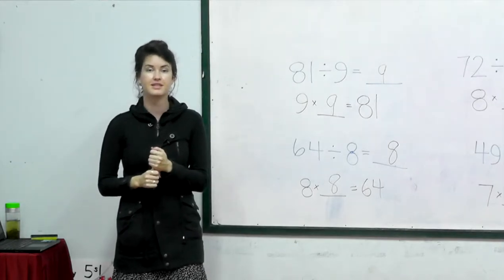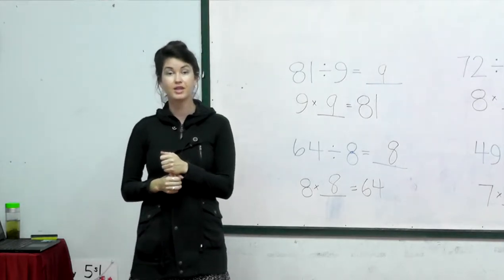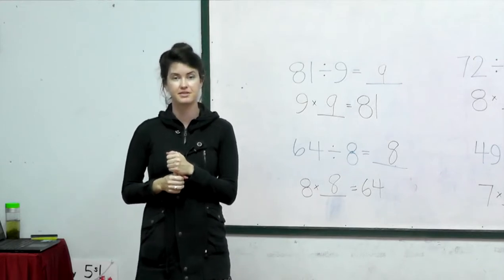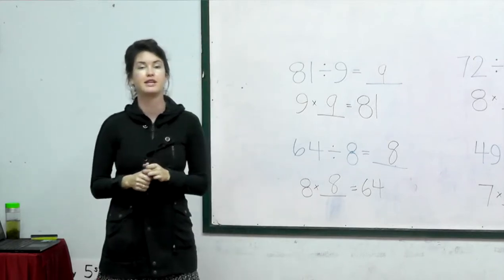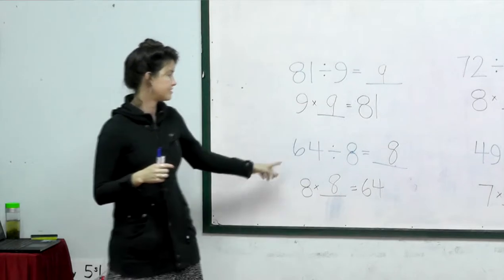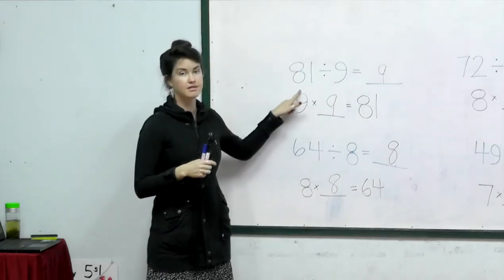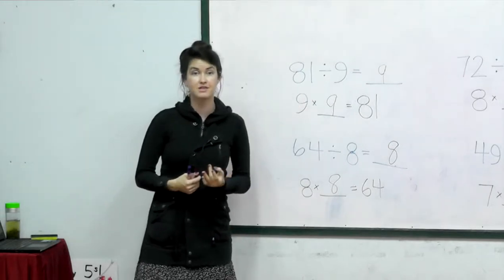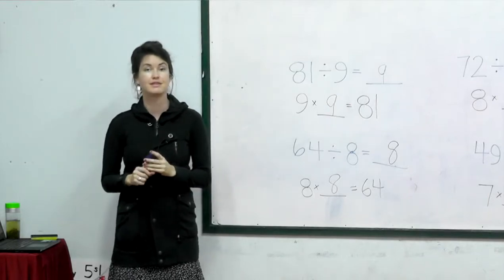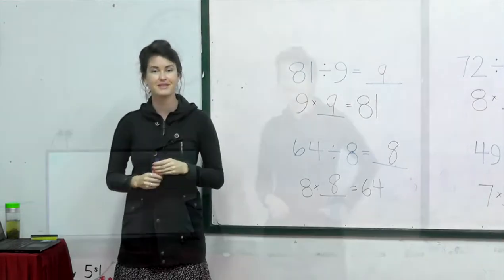So next we're going to take a look at our PowerPoint, and we're going to learn about something called remainders. A remainder is when we do some division like this, or like this, but we have some leftovers. We don't have equal groups. So let's take a look and see what happens with remainders.